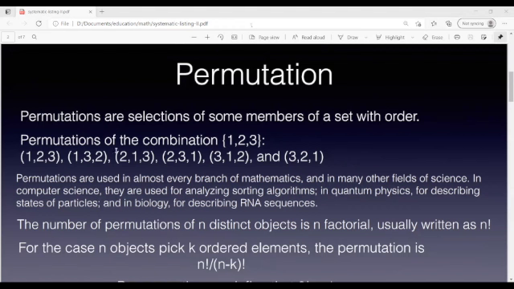So permutations are used in almost every branch of mathematics and many fields of science. In computer science, they're used for analyzing and sorting algorithms. In quantum physics, they're used for describing the state of particles. In biology, therefore, sequences, RNA sequences. What's an RNA sequence? It doesn't matter.